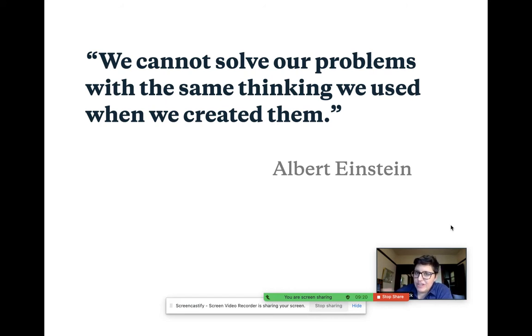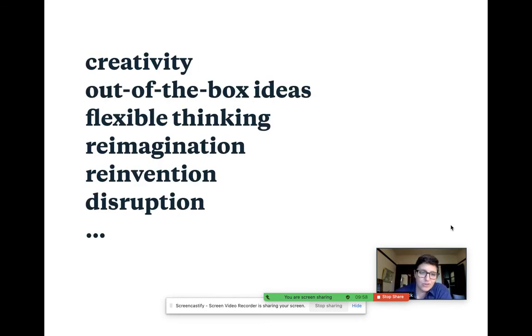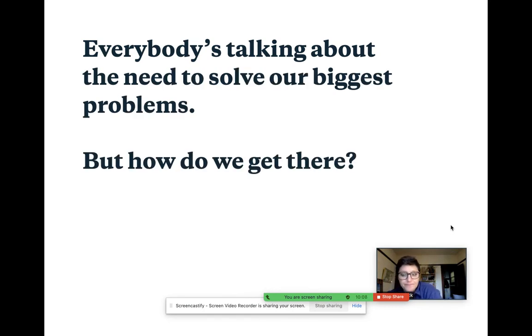So we have this culture of innovation. We're surrounded by all these amazing, innovative products and technology, and yet we have these problems, and we need to figure out how to apply some of those innovation mindsets to solving these big social problems that we're facing. And I'm sure as all of you are navigating the pandemic and forest fires and all kinds of challenges, we all feel the urgency to address some of these social needs. And we have this culture, again, of creativity and disruption and reimagination. Everyone's talking about innovation, but the question is, how do we get there?